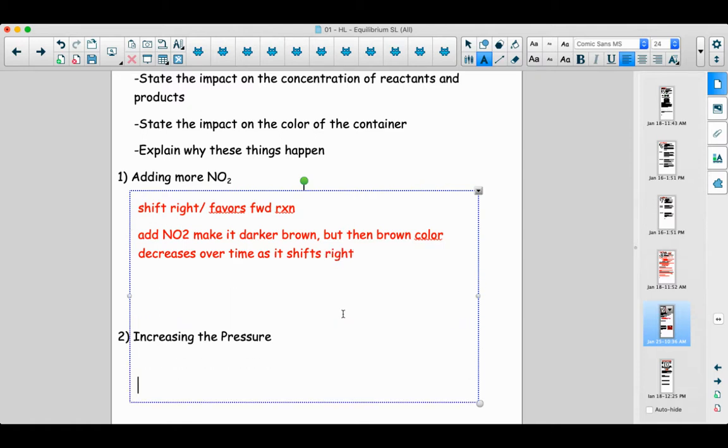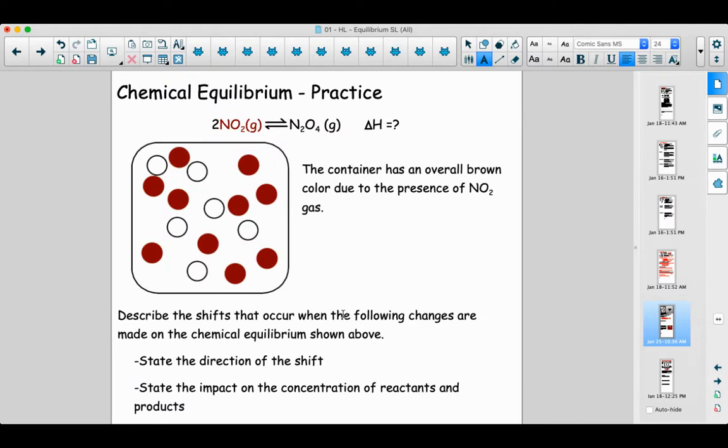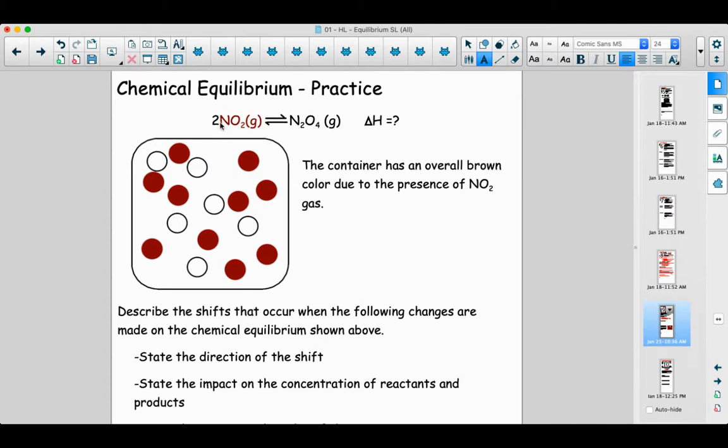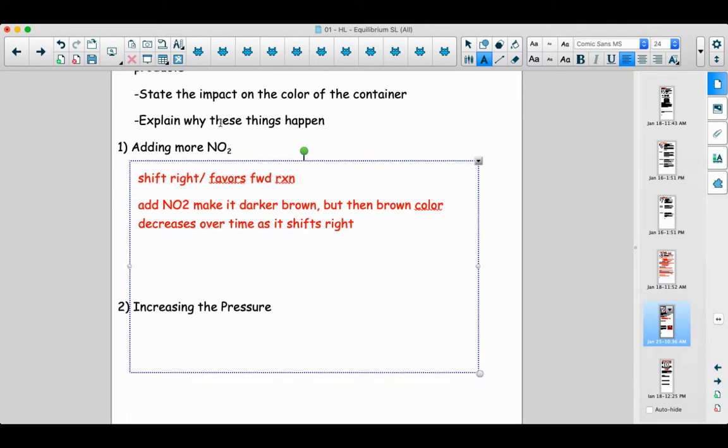Okay, if I increase the pressure, it's going to shift to the side with fewer moles of gas. Well, the right-hand side only has 1 mole of gas. The left-hand side has 2. So increasing pressure will cause it to shift to the right.